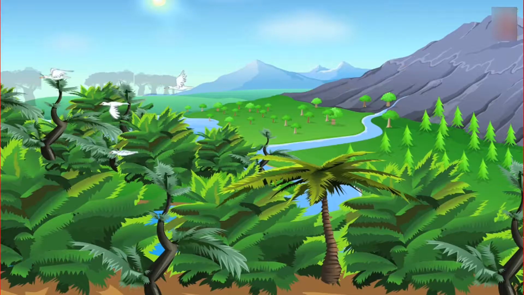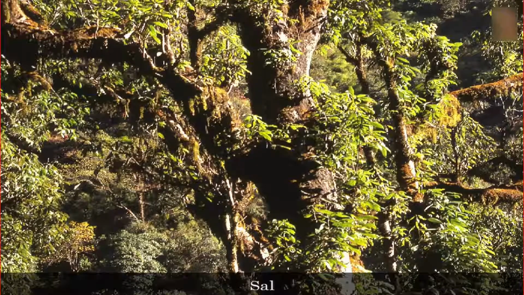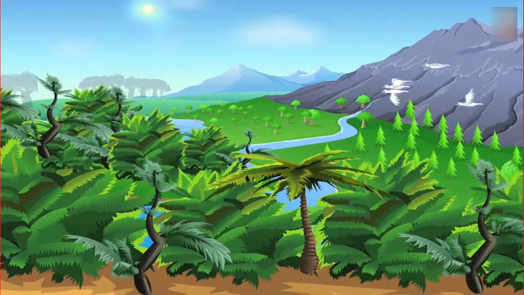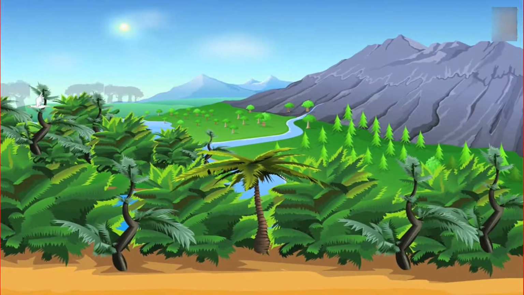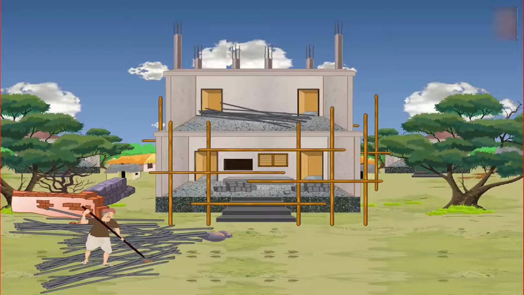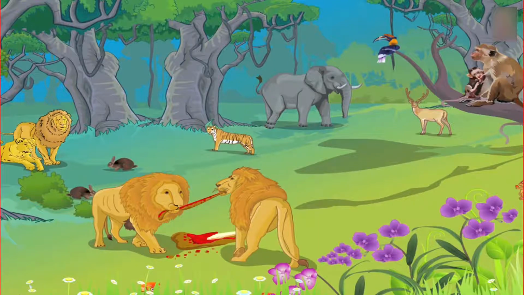The most common trees found here are sal, teak, neem and shisham. The wood of the trees found in tropical deciduous forests is extremely useful for making furniture and construction material. The most common animals found here are tigers, lions, elephants and monkeys.